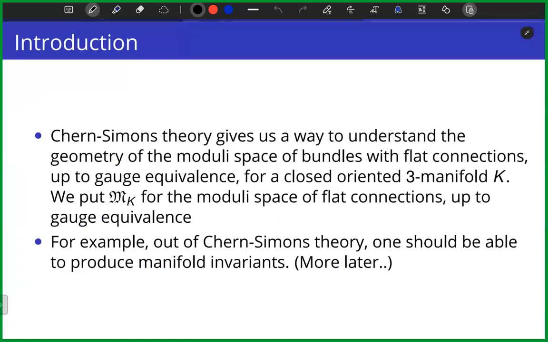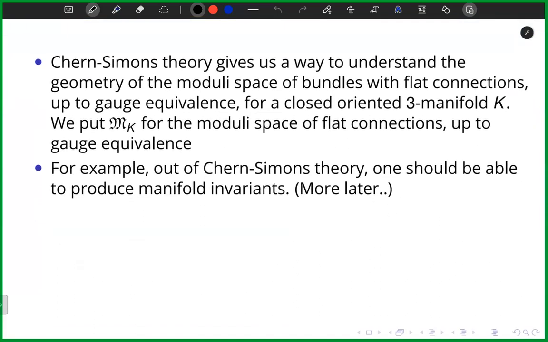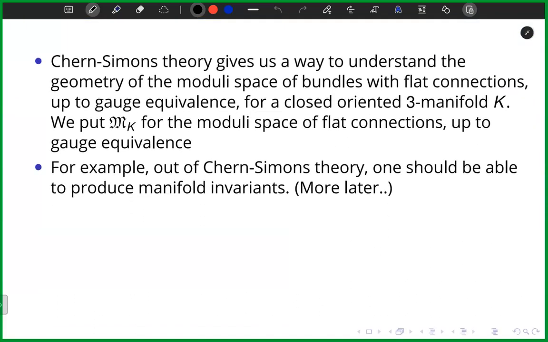Chern-Simons theory itself probably means a lot of different things to different people, but to me, it gives us a formalism for understanding the geometry of moduli spaces of bundles of flat connections up to gauge equivalence for a closed oriented three manifold K. We put M_K for this moduli space of flat connections up to gauge equivalence. Out of Chern-Simons theory, we'll see that one should be able to produce manifold invariants. And we'll talk about more of this later.